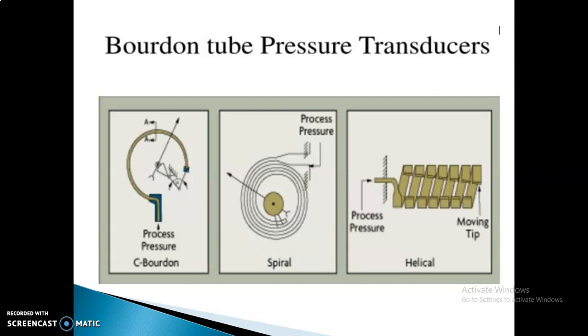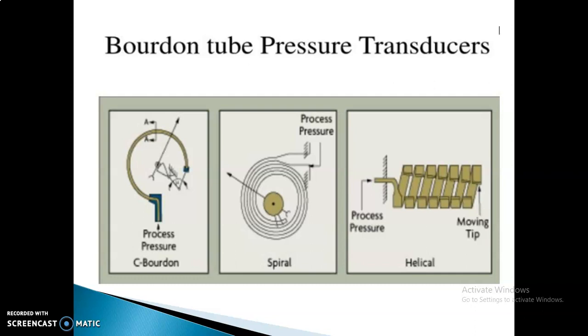The first one is C-type, second one is spiral, and the third one is helical. So you can just look at the C-type Bourdon tube. It looks like a C. Downwards you have an inlet. That is where your process pressure is applied.